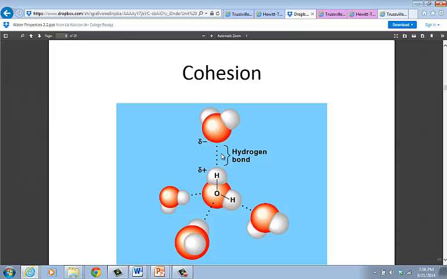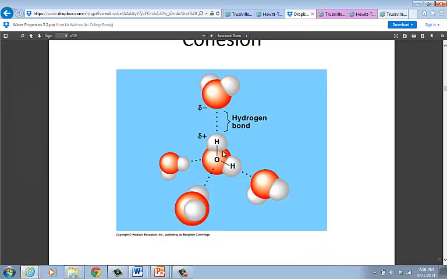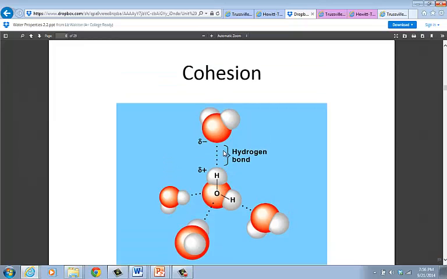All right, so now we have these different concepts. Have you ever wondered how water gets to the tips of the leaves when it's coming in through the roots? It's not coming in through the leaves, it's coming in through the roots. It's got to go all the way up those big giant trees. So one of the properties is through what's called cohesion.